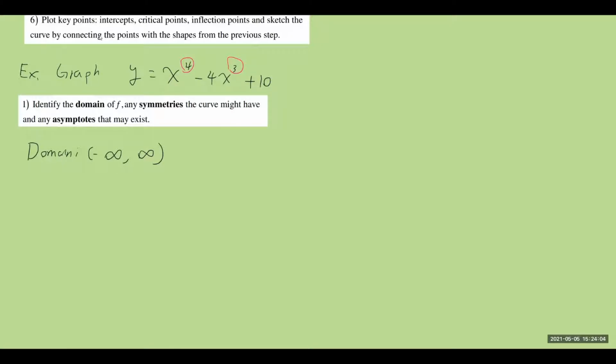And the equation y being a polynomial, it's not going to have any asymptotes, right? So this is one of the nicer types of functions that we can look at because it's a polynomial, and has no symmetries and no asymptotes as well. Okay, and that's step 1. Very straightforward, right?